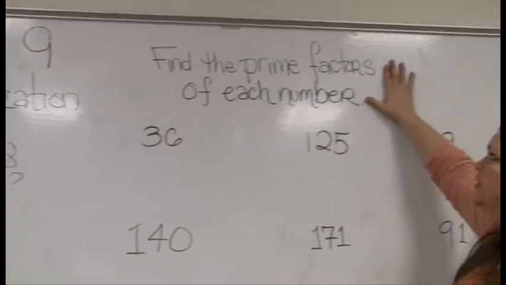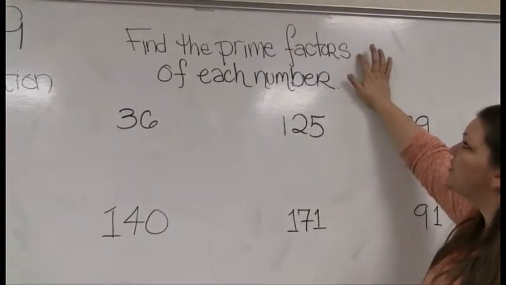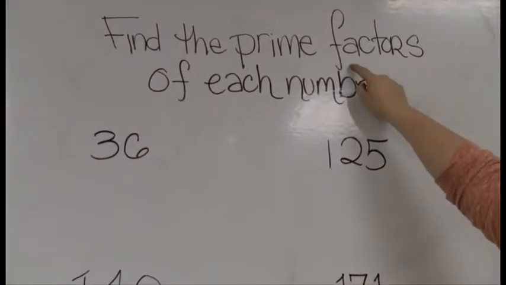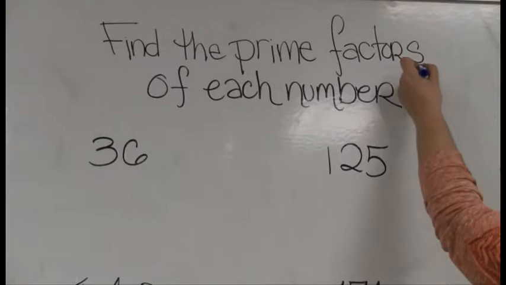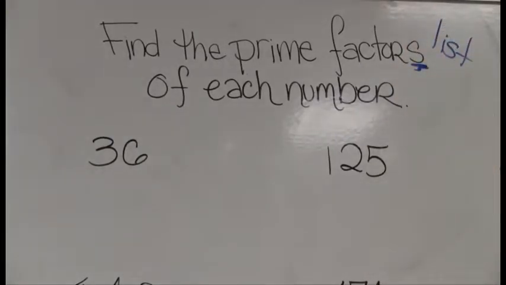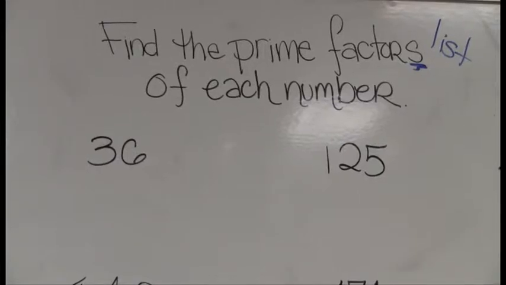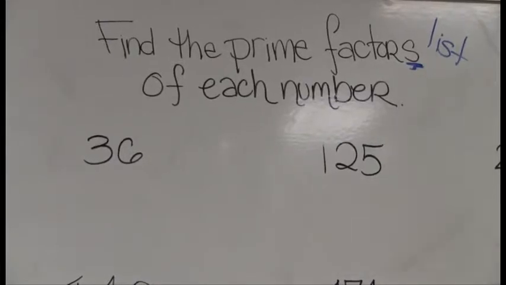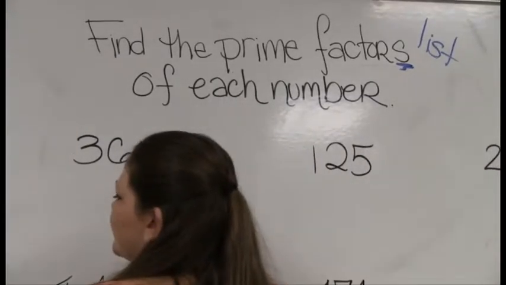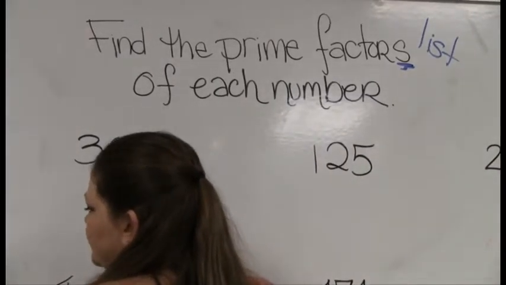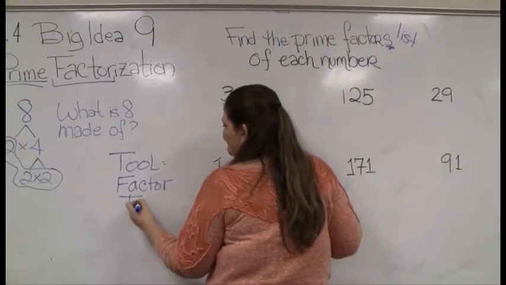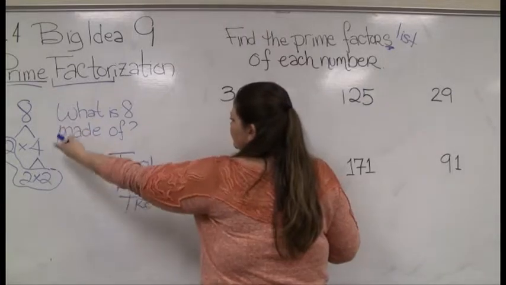So I could just be asked to find the prime factors of each number. Notice this doesn't say factorization, it just says factors. They're asking for a list. Okay? So what is the tool that we use to find prime factors? The tool that we use, you've already seen it, I just showed it to you, is called a factor tree. And there is a factor tree right there.